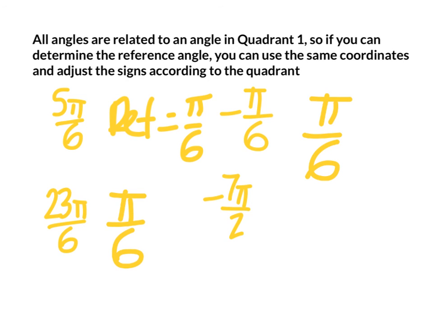For negative 7 pi over 2, this is outside of one full rotation in the clockwise direction. So we would add 4 pi to it. 4 pi minus 7 pi over 2 is pi over 2. Therefore, the reference angle is pi over 2. And that is all you need to know for real numbers and the unit circle.